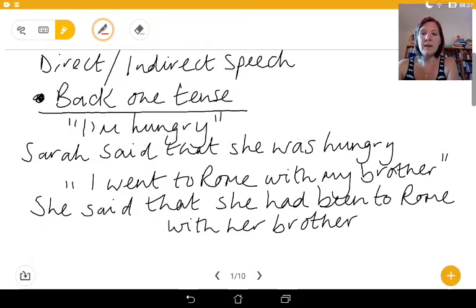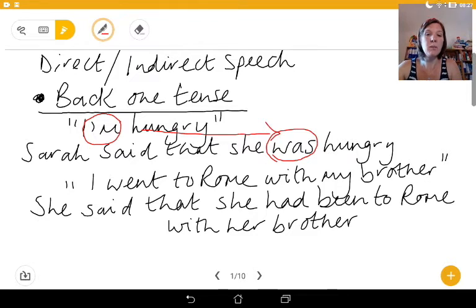Okay, so if you look at our example here, we've got the sentence, I'm hungry. Okay, let's imagine these are my words. It's in the present. So we've got I'm hungry. Okay. When we're reporting this speech, so here I've chosen the verb say, in the past said. Sarah said that she was hungry. So you see that from the present simple, we've moved back into the past simple.